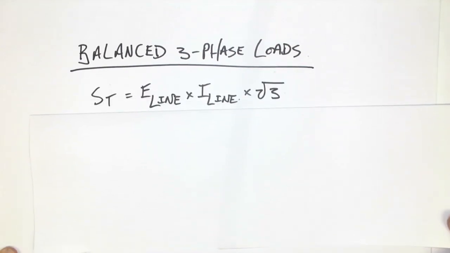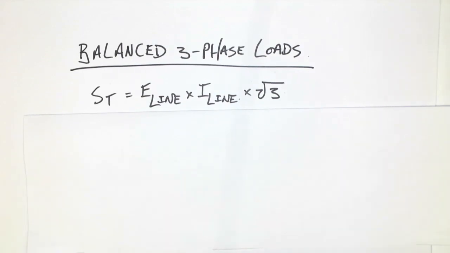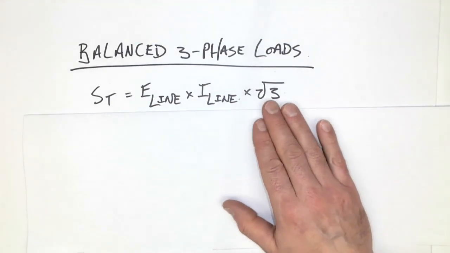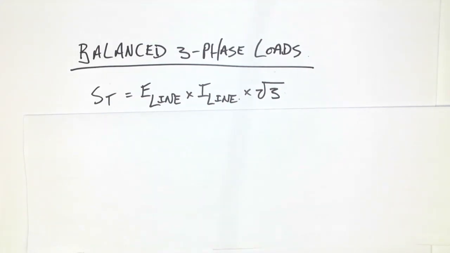The first one is this. The total VA of a three-phase load is equal to E line times I line times root 3. So we're taking the line voltage and the line current, and then because it's three-phase, we're multiplying it by the square root of 3. This is by far the most common equation that we are going to utilize. Even in the field, of all the equations, this is probably the one that would get used the most.